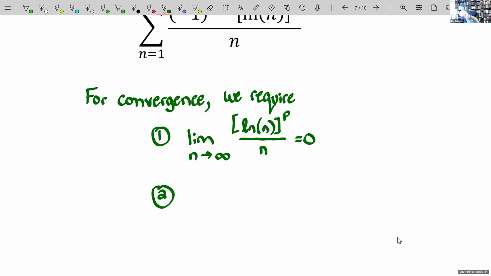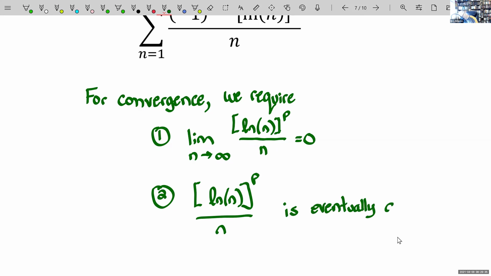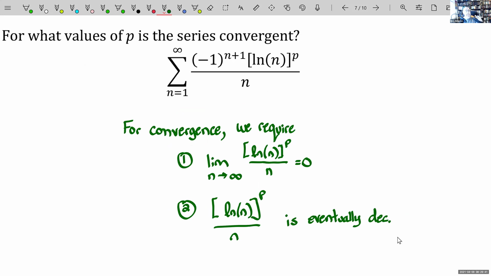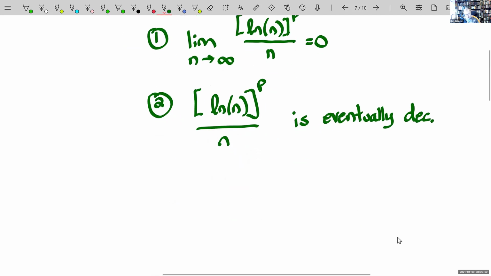And two, we require that the non-alternating factor, which is the natural log of n raised to the p over n, is eventually decreasing. By the alternating series test, that would state that this series is convergent. So let's go ahead and figure out what are the conditions on p to make these statements true. Let's start with number 1 up there.